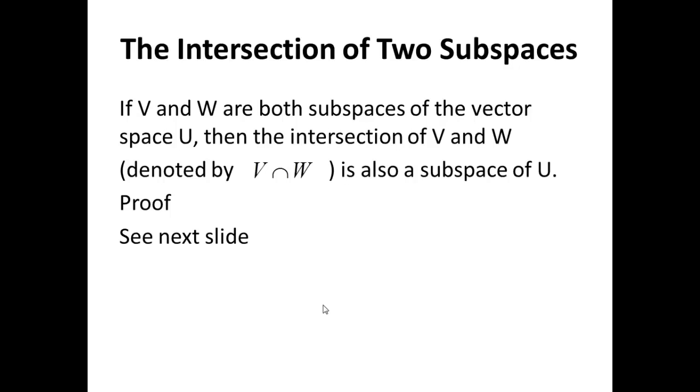Theorem: the intersection of two subspaces. If V and W are subspaces of the vector space U, then the intersection of V and W is also a subspace of U. So if my V is a subspace and my W is a subspace, V intersection W is a subspace. Let's look at the proof.